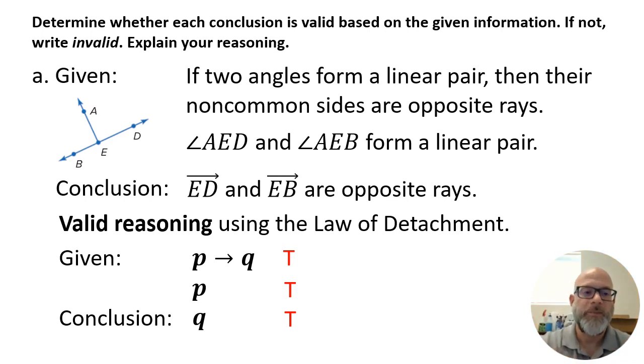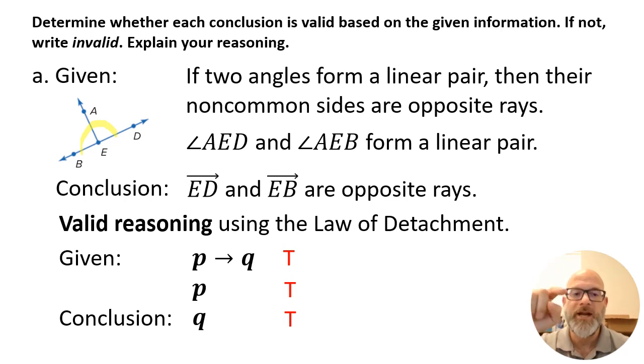Two angles form a linear pair. Okay, this angle and this angle right here together form a linear pair. They are supplementary angles, and they are adjacent to each other. They have a common side. So angle BEA and AED are supplementary, and they have the common side AE. Therefore, they're a linear pair.